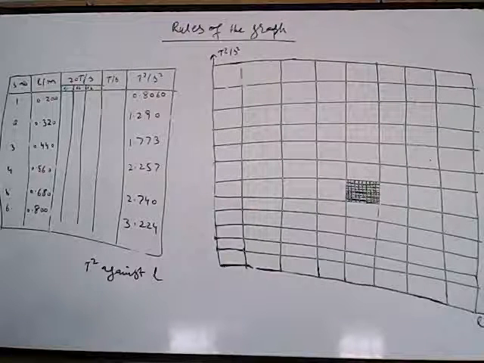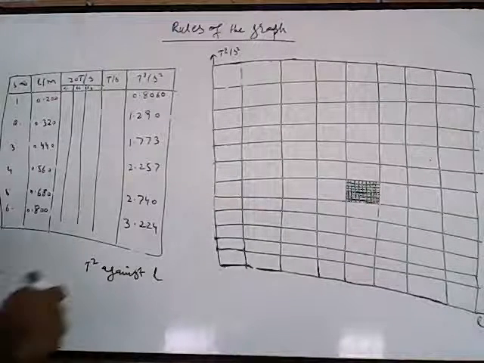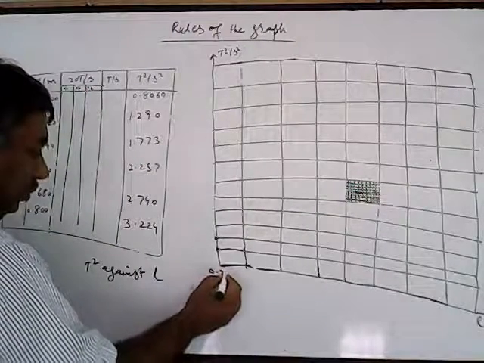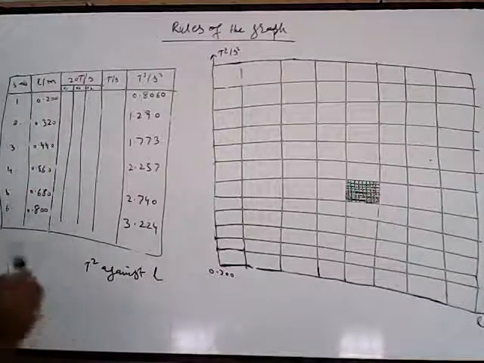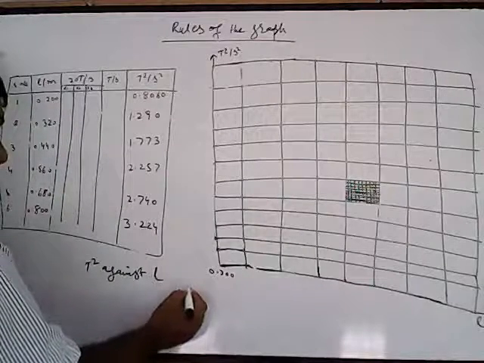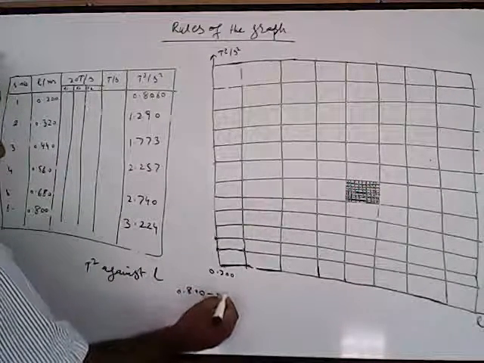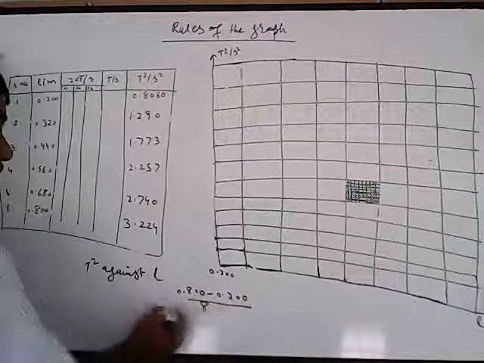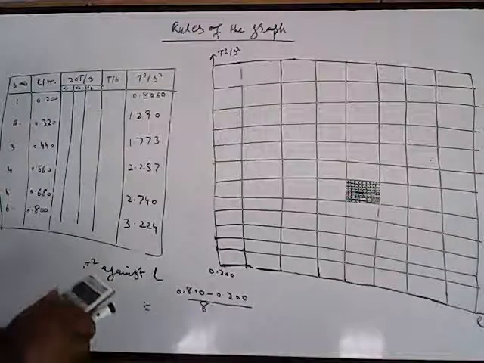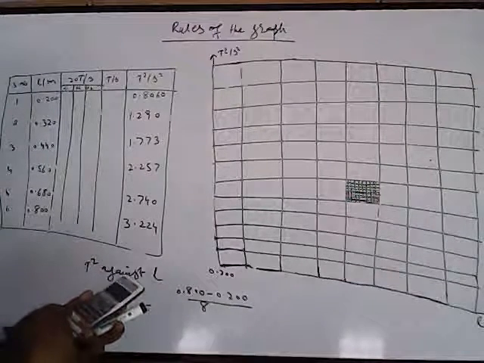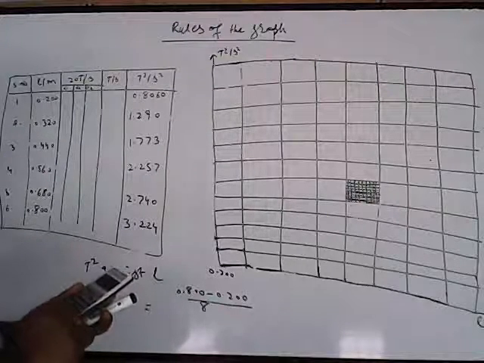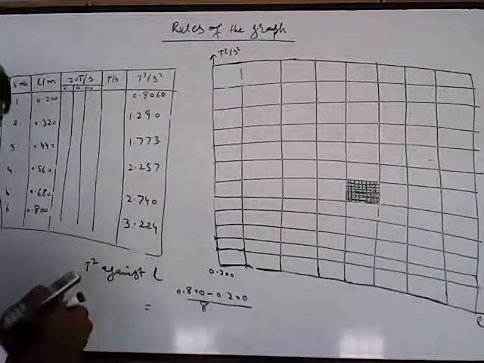Then I have to set the scale along the x-axis. Scale along the x-axis, I will start from 0.200. 0.200 is the starting point. Now what is the scale? How do I scale? I will take maximum minus minimum, 0.800 minus 0.200 divided by 8. How much does it come out to be? I have to check it with the calculator. 0.8 minus 0.2 divided by 8 is coming at 0.075.